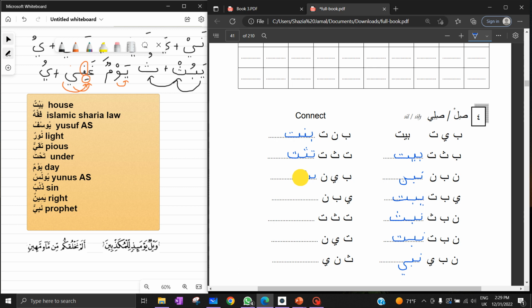Ba, ya, and noon. Noon is the last letter, so it will be written in full form. Ya, ba, noon, again the last letter in full form. Ta, tha, and ta. Ta, ya, and noon, noon is the last letter. Tha, noon, and no need to put a vertical line here. Tha, noon, and ya.